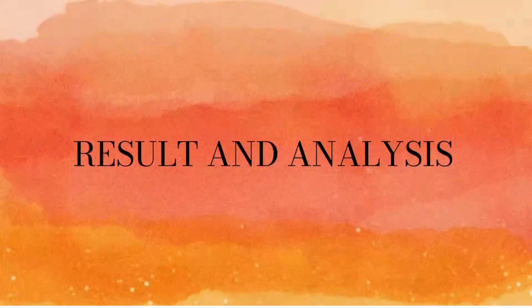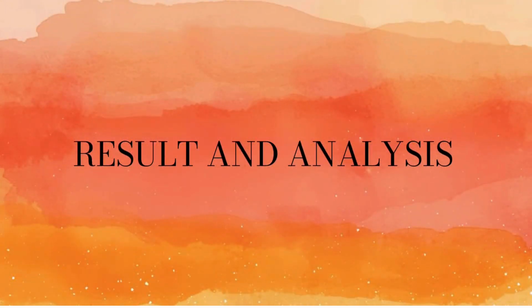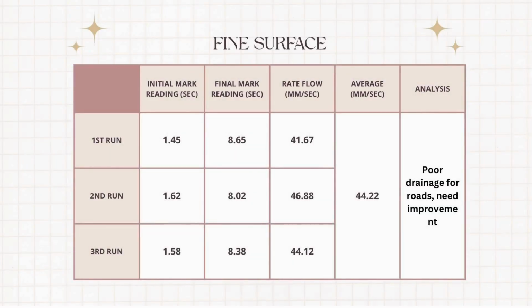For this section, I will explain the results of surface drainage performance for fine, medium and coarse surfaces. Starting with the fine surface, based on the table, the flow rate values recorded give an average of 44.22 mm per second. This indicates that the surface is dense and less permeable, which slows down the water movement.